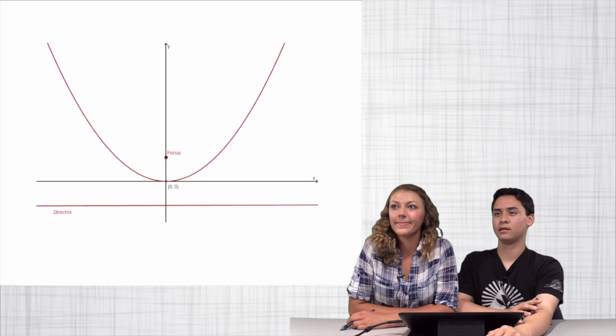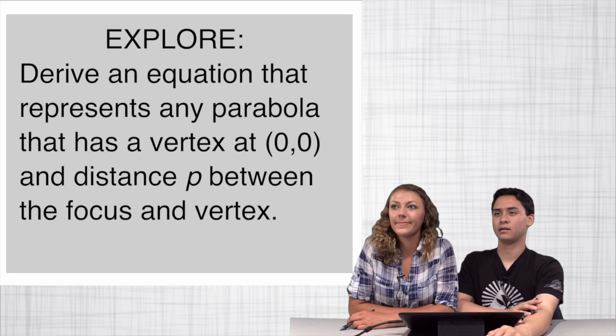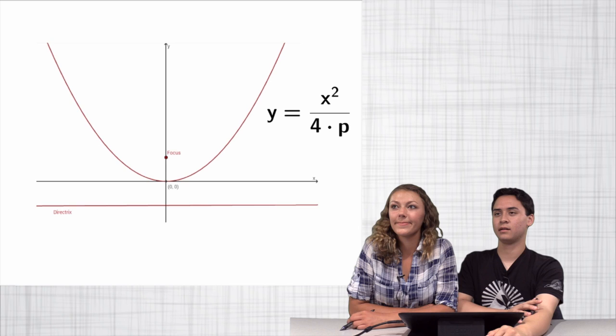Sasha and Keone think that the equation y equals x squared divided by 4p will represent any parabola with a vertex at the origin. To test their conjecture, they will derive the equation using the Pythagorean theorem and the definition of a parabola. Also, they will be working with a graph that represents any parabola with a vertex of (0, 0).